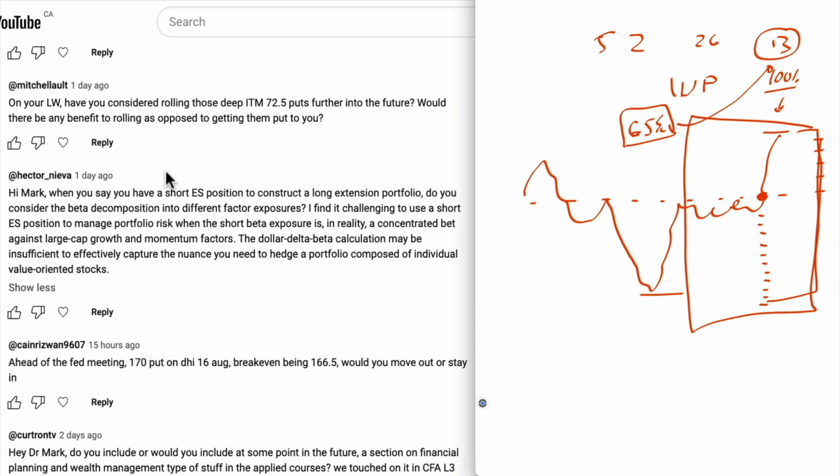On your Lamb Weston, have you considered rolling those deep ITM 7250 puts further into the future? It will depend on where it happens to be in time. If I see that there is an ability to do that, that's fine. But they're so deep in the money that rolling them might only give me a pickup of 20 cents. That's not worth it for me to roll them for 10 cents or 15 cents.